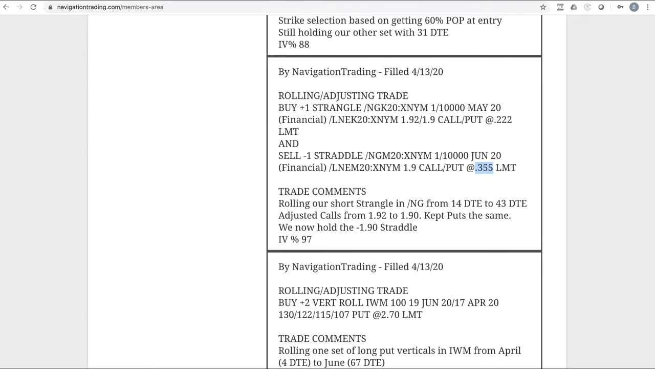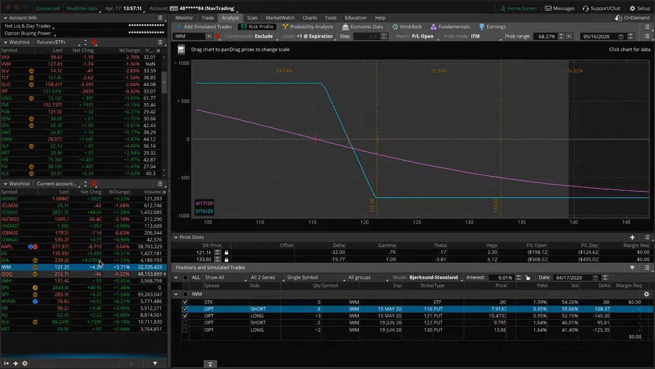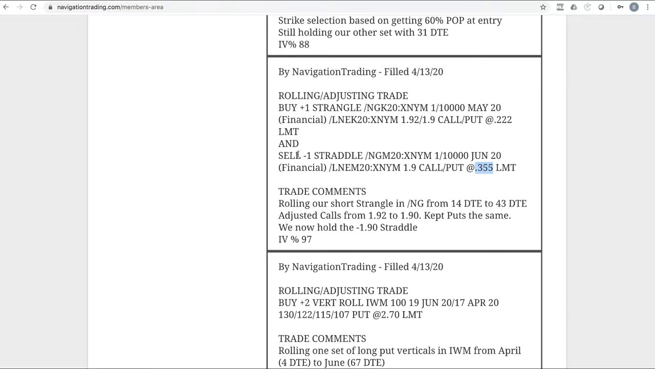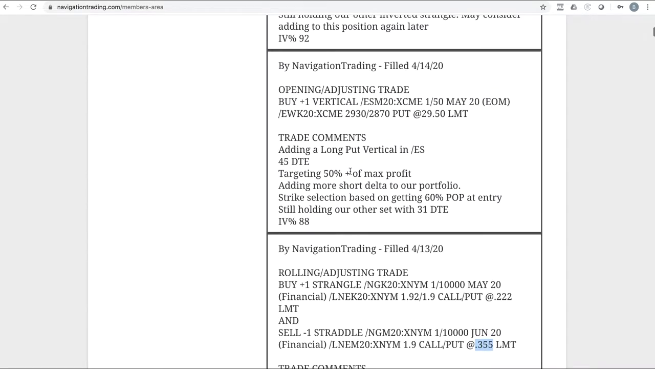And so now we've got a 1.90 straddle. And let's take a look at that. Natty Gas is up a little over 3% today. So price is pretty well dead centered. We've made back about $360 this week since we did that roll. Just waiting for some more time to pass, working our way back to some profits in Natty.